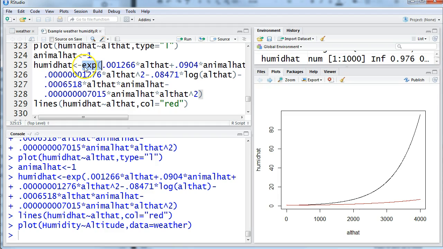So for predicting humidity, you want to do e to the power of, because I did log base e. If I had done log base 10, then I would have wanted to do 10 to the power of, but that's not what I did, so there's your e.